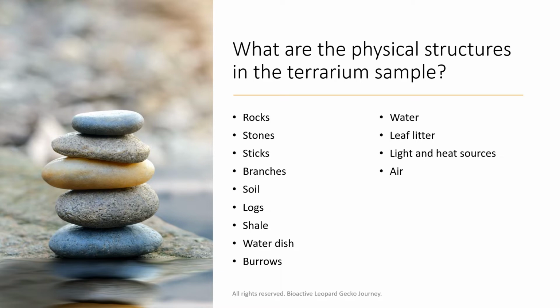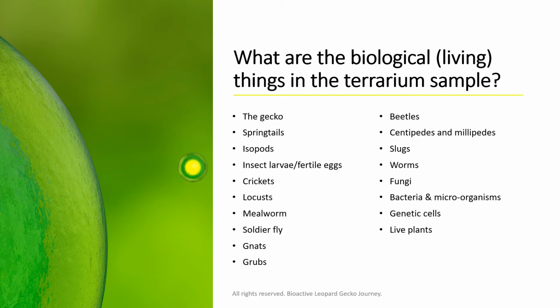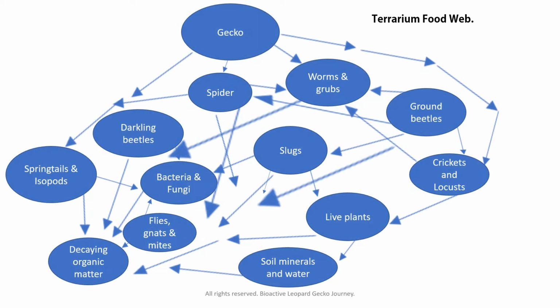And next we are going to look at the biological living things in the terrarium. So this list here is all the things that I have in my terrarium. And so from the tiny genetic cells that make up each living thing and contribute to the process of natural selection and reproduction to allow the process to continue, we have the biotic elements to the habitat. This forms the food web.